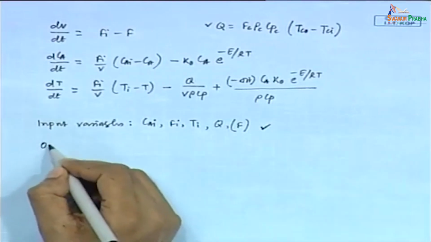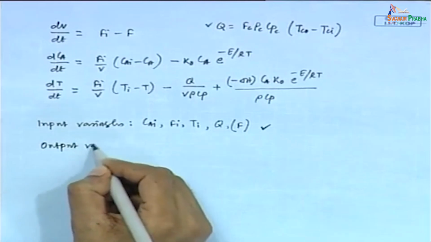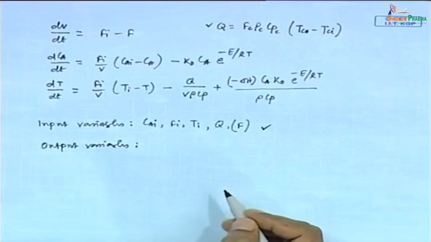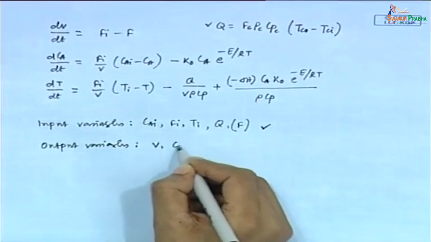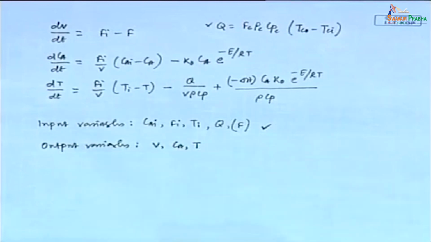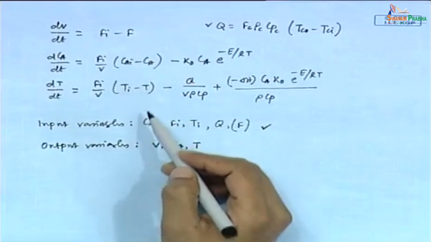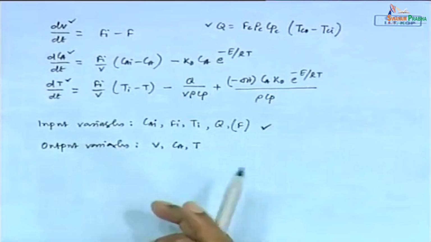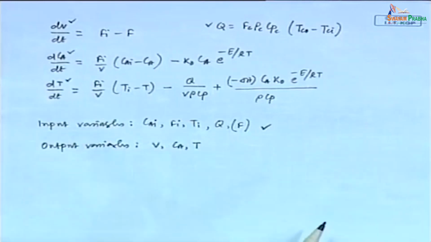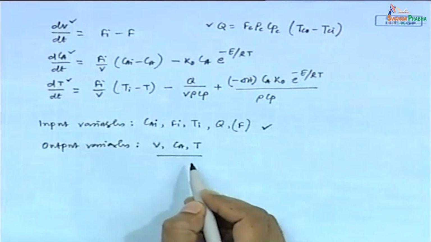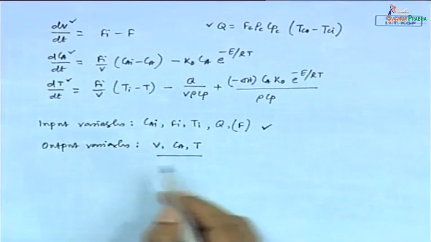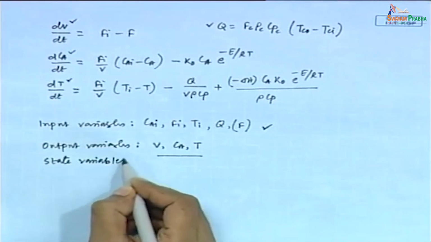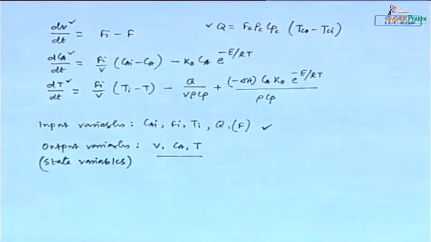What are the output variables? Output variables are V, CA and T. See, in these three modeling equations, V, CA and T are present within the accumulation term. So, these three variables are also state variables, because they are present within the accumulation term.